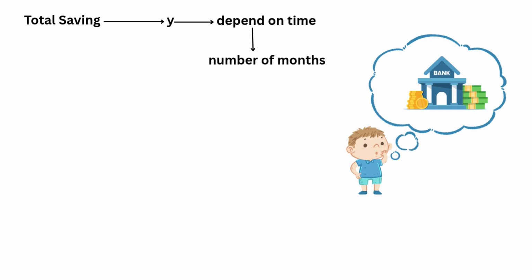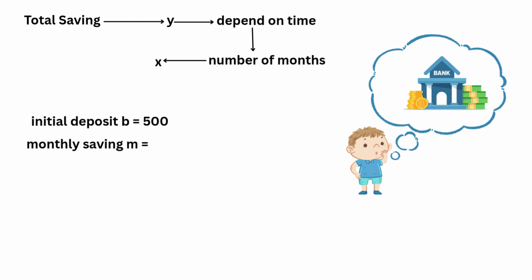Now, let's see how a linear function appears in real life. Think about your bank account. If you save money at a steady rate every month, your total savings, y, depend on time, the number of months, x. Your initial deposit, b, is what you start with, say, $500. Your monthly saving, m, is constant, maybe $50 per month. Each month your savings grow by the same amount. That steady, predictable increase is what makes it linear.